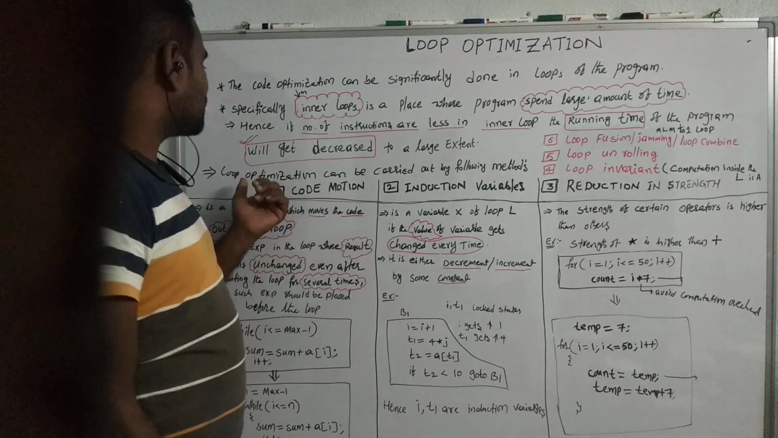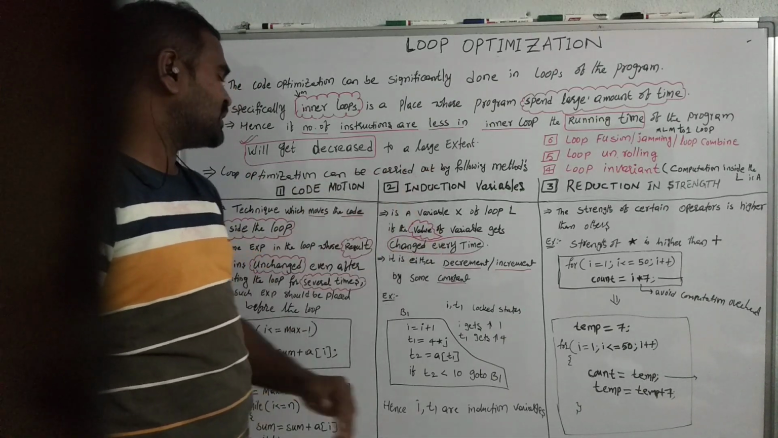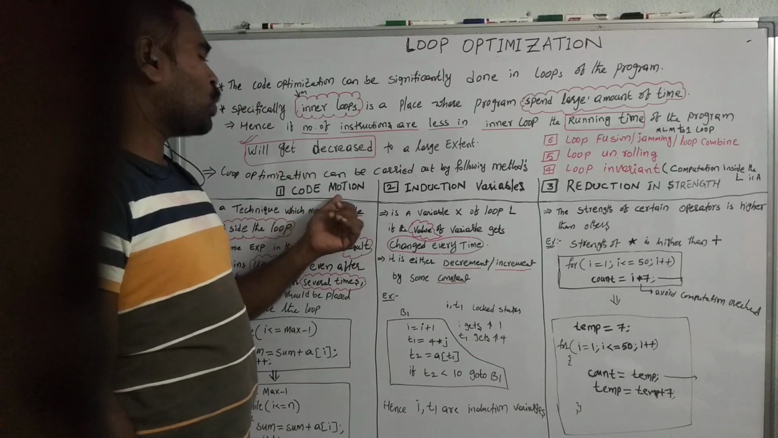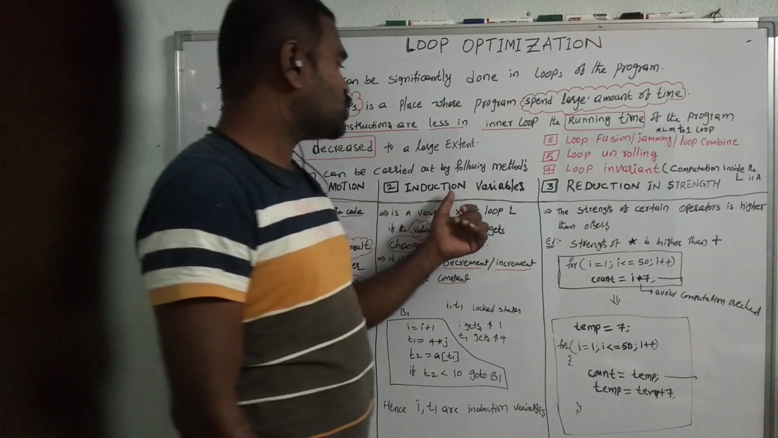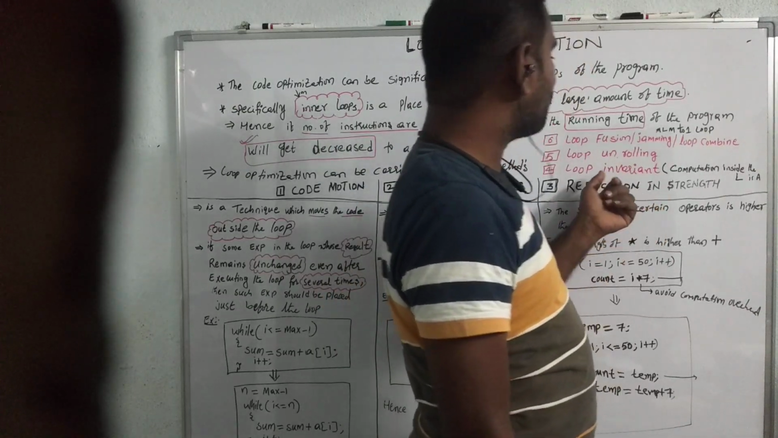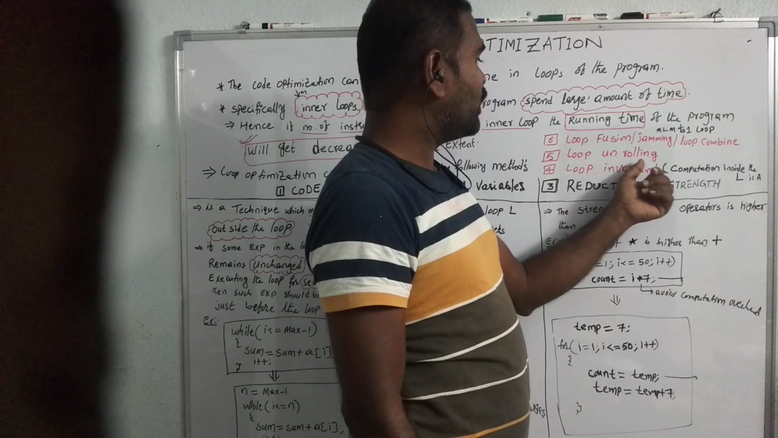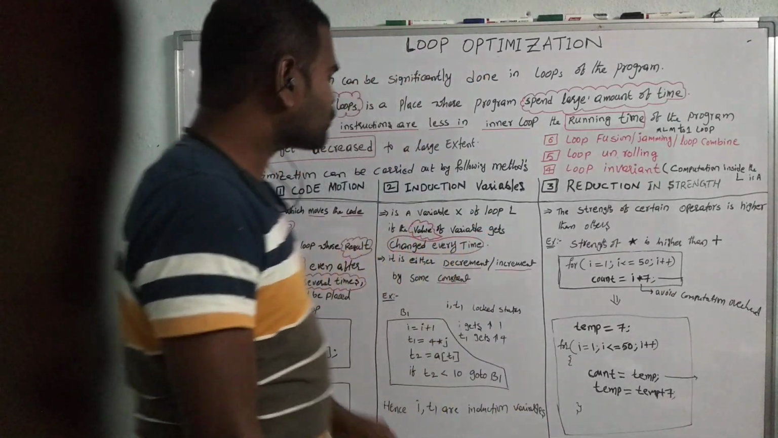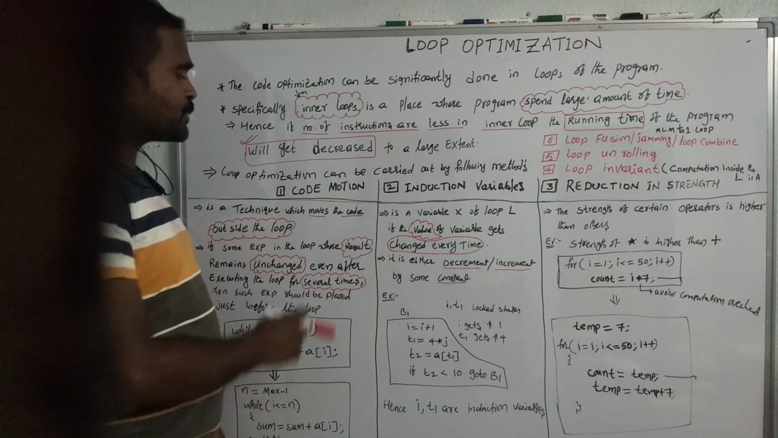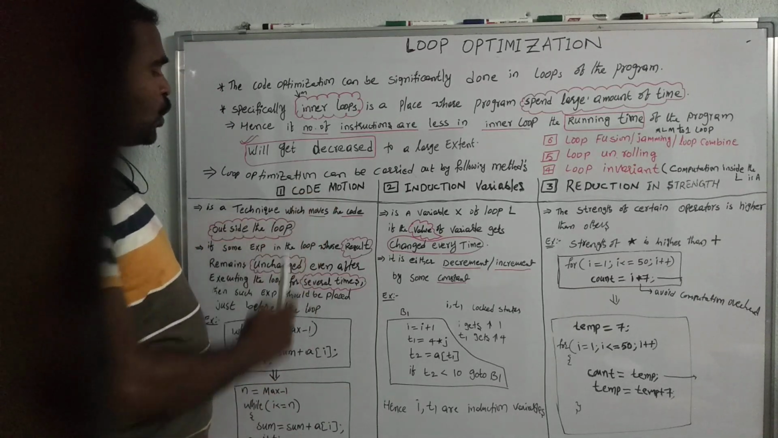So the loop optimizations can be carried out by the following methods. Those methods are code motion, induction variable, reduction in strength, loop invariant, loop unrolling and loop fusion. Now I am going to explain in detail about code motion. What is meant by code motion?